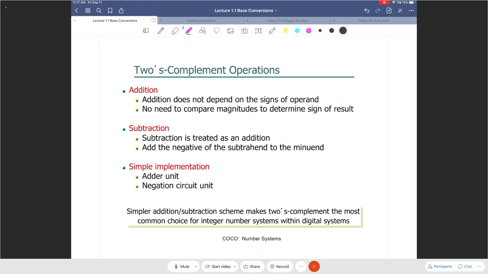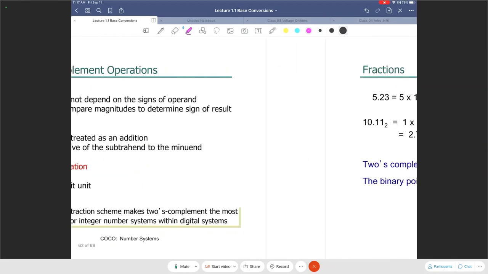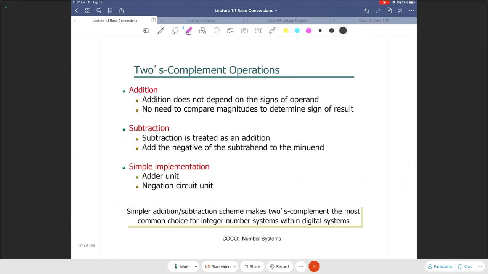So what did we save? No need of comparator. I don't need it. I can just do the addition or pseudo addition and get my result. I don't need to compare. Let's actually do an example. Well, we'll do examples later with fractions as well. So we'll take a look at more advanced examples at once.